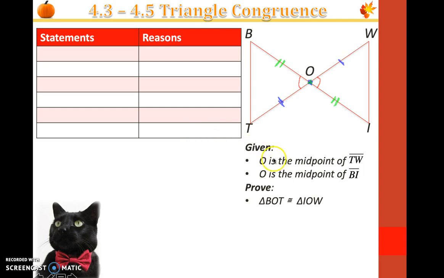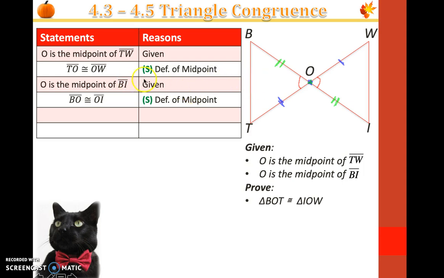So again, the order doesn't matter, but I might as well start with the given. O is the midpoint of TW, and therefore TO is congruent to OW, because that's what it means for O to be a midpoint. That's the definition of midpoint. The next two lines are more or less the same, because O is also the midpoint of BI. So BO and OI are congruent to each other.